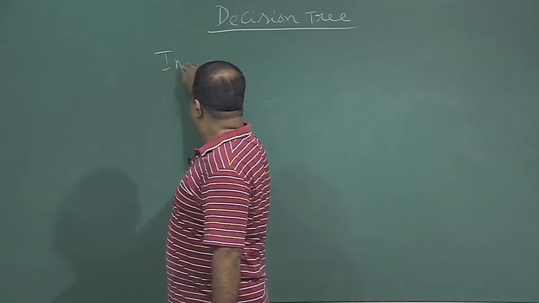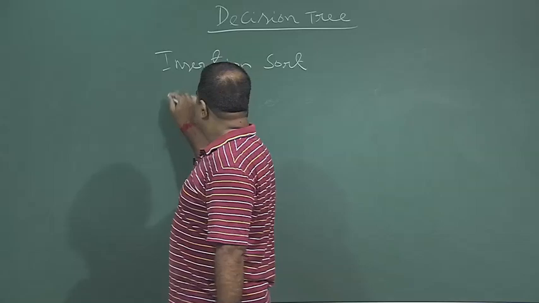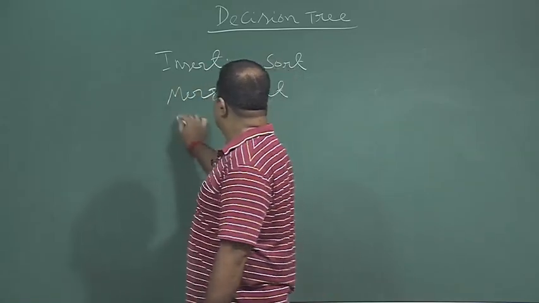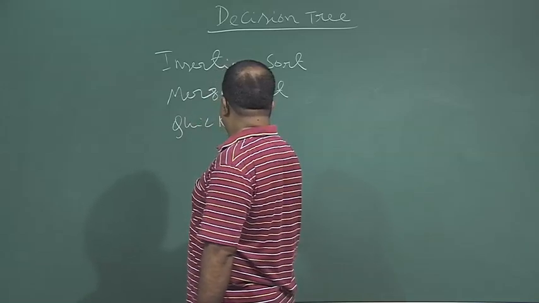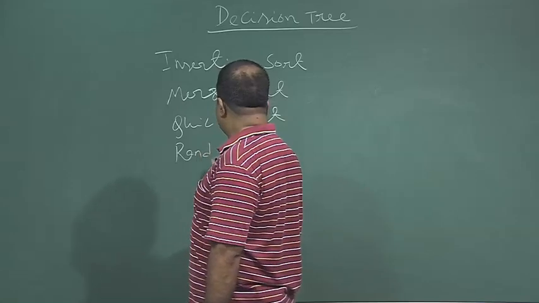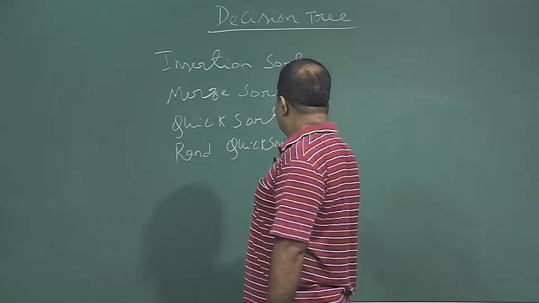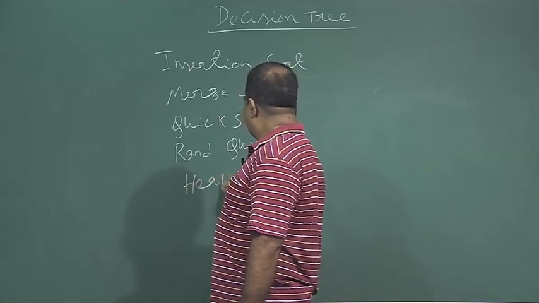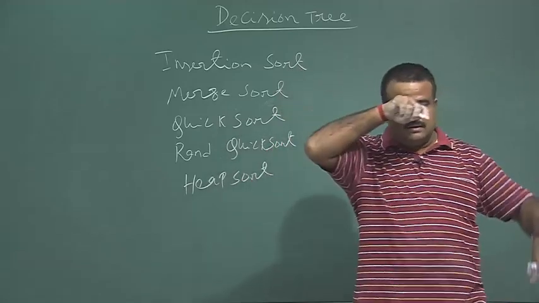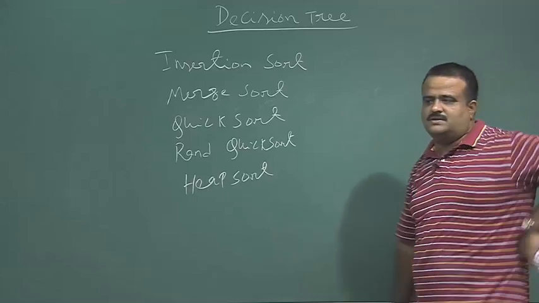insertion sort, then we talked about merge sort, quick sort, and we have discussed a version of the quick sort which is randomized quick sort, and then we talked about heap sort, but all are basically comparison based sorts. That means we are comparing the elements and we are taking some decision. We will discuss the decision tree.